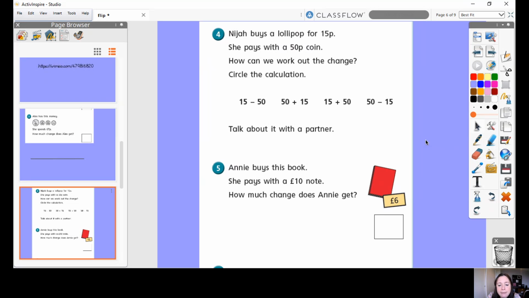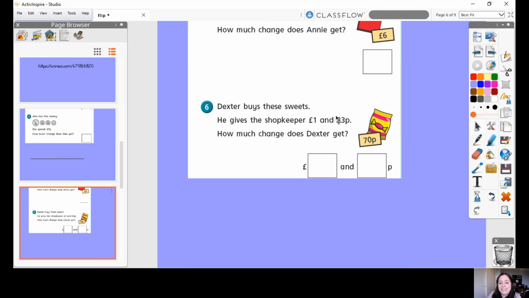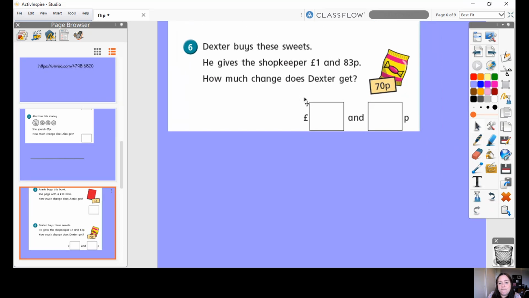Okay, question 5. Annie buys this book. She pays with a £10 note. How much change does Annie get? So you could do 10, take away 6. You could do 6 and count on to get to 10. Or you could go, Miss Jones, I don't need to do any of that. I know my number bonds to 10. Okay. Right, just get this bigger so it's ready, and then we're going to head back to the video.